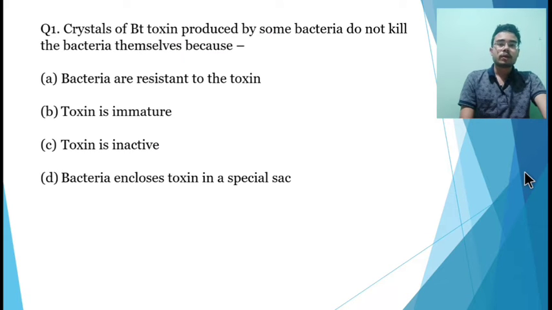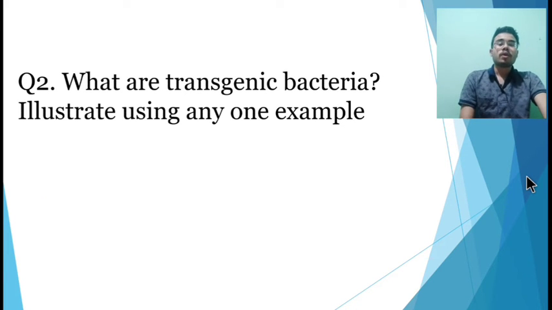Let's see the question again. Now the options are: bacteria are resistant to the toxin, toxin is immature, toxin is inactive, bacteria enclose toxin in a special sac. So I have told earlier that it is the protoxin form, that is inactive. So the right answer is option C. Let's move to the next question, that is, what are transgenic bacteria?